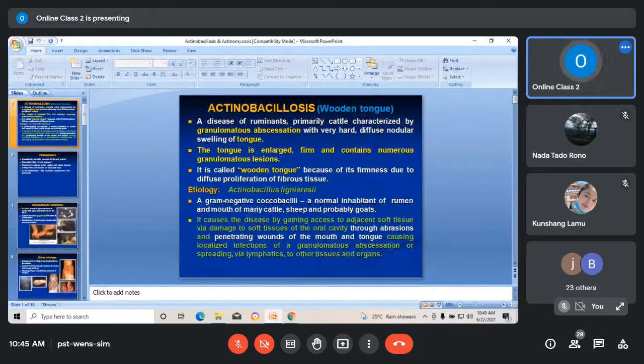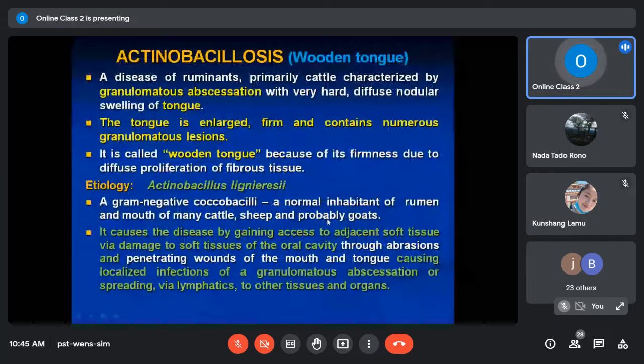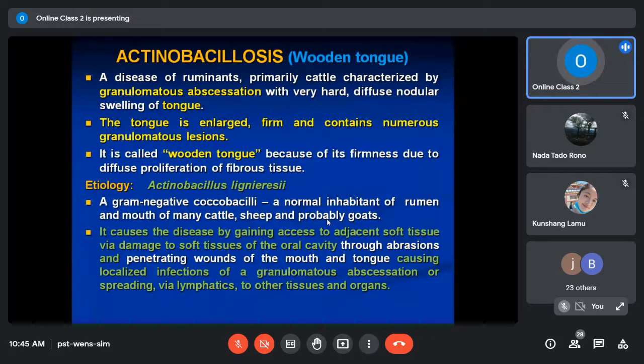Another two more diseases we'll discuss in brief, that is actinobacillosis and actinomycosis. In both these diseases, one very common condition is granulomatous abscessation. One involves the soft tissues, whereas actinomycosis affects the hard tissues, the mandible and the jaw. Here it is mostly the tongue.